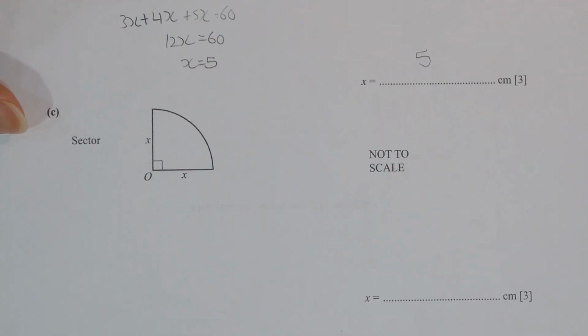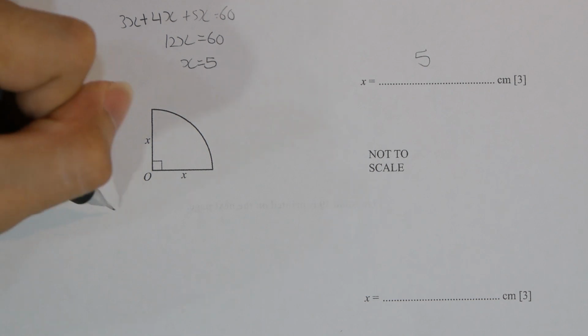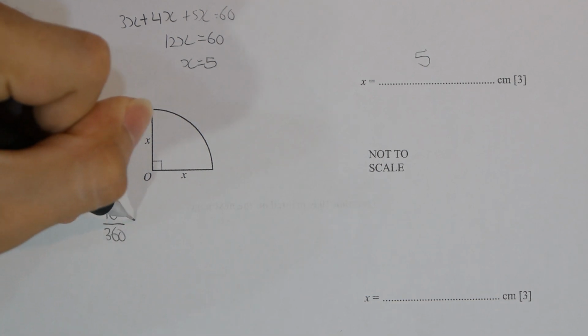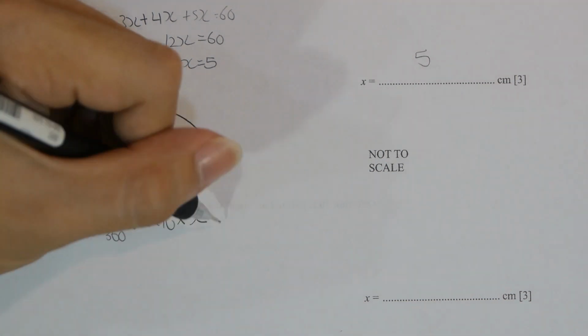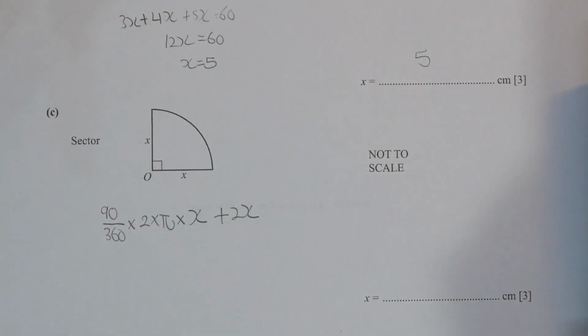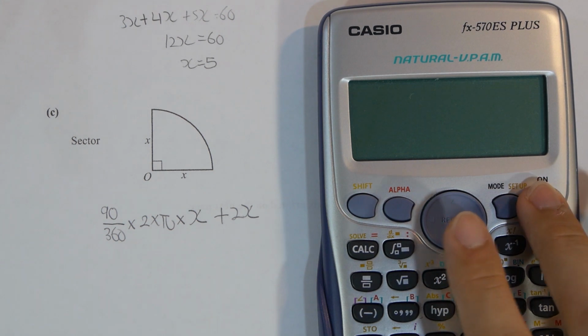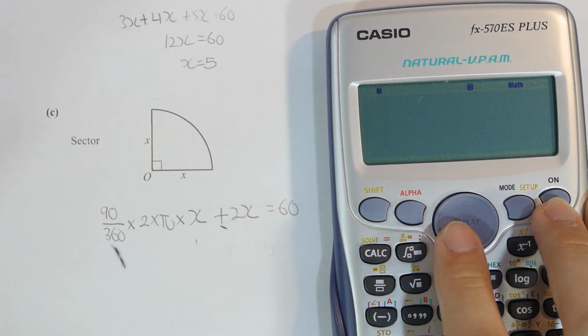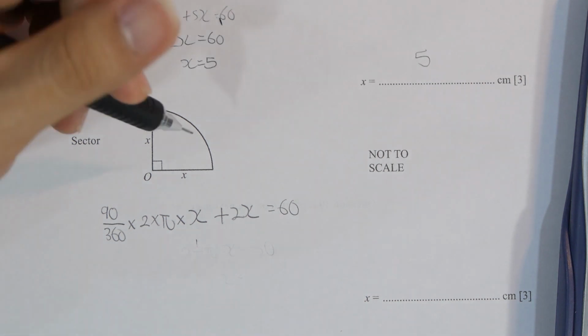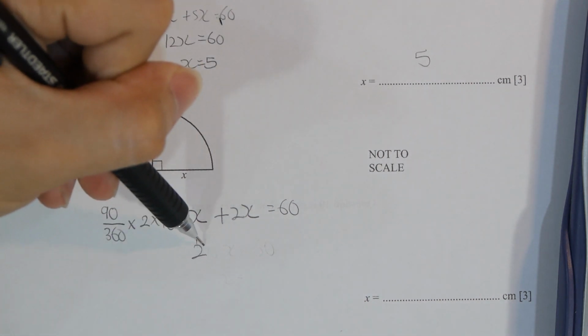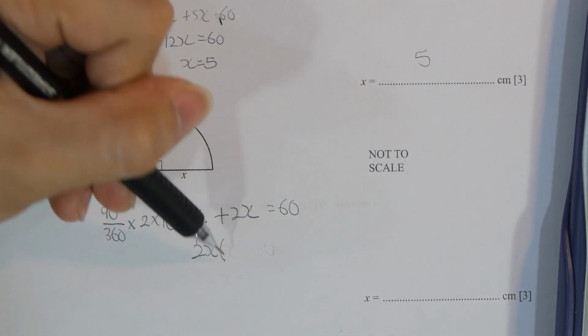The last one, the thing to take note of here is that the formula that we have learned, which is 2 pi r, is for a full circle. So in our case, this is actually 90 over 360 times 2 times pi times x, plus 2x, because it is perimeter, equals 60.